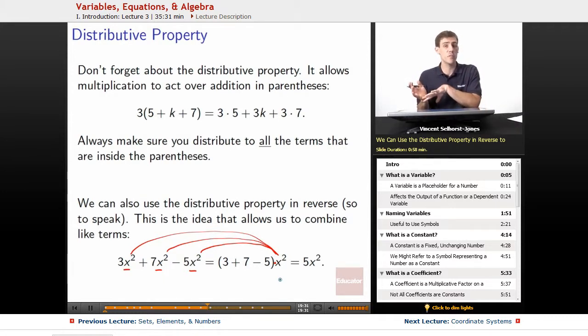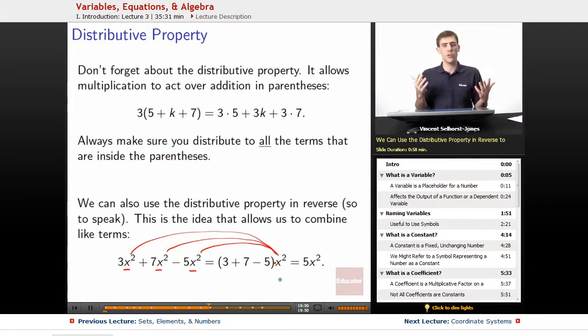Because if we did the distributive property again, we'd get what we started with, so it must be the same thing. Now, 3 plus 7 minus 5, well, that just comes out to be 5, right? 3 plus 7, 10, minus 5, 5. We get 5x squared, and that's what allows us to combine like terms. We're sort of pulling out the like term, doing the operation, and then putting it back in.